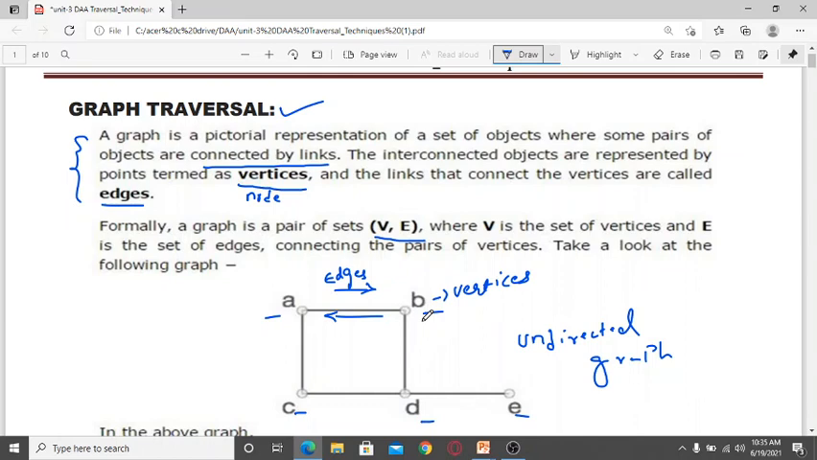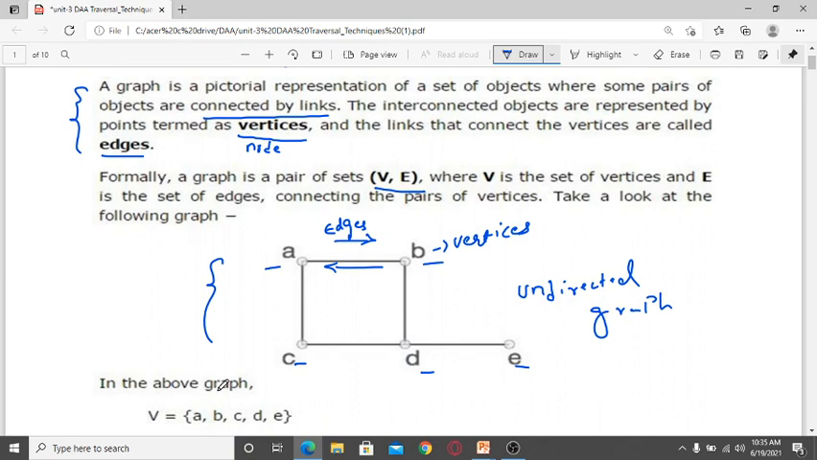Take a look at the following graph. In the graph you can see A, B, C, D, E as the vertices, and edges from A to B, A to C, C to D and D to E. I hope you understand this graph topic, and how we can represent it as per the formula.